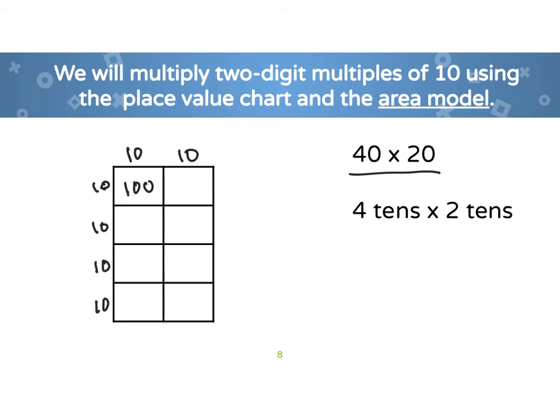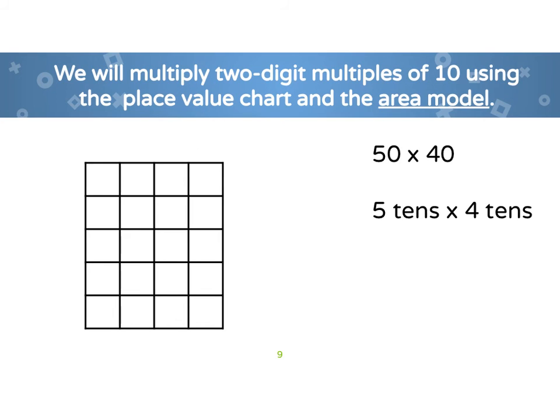And I could say then in unit form, I have 4 times 2 is 8. 8 what? 8 hundreds. Or I could write it in just standard form, and I could write 800. But I want you to be able to draw an area model showing 40 times 20.